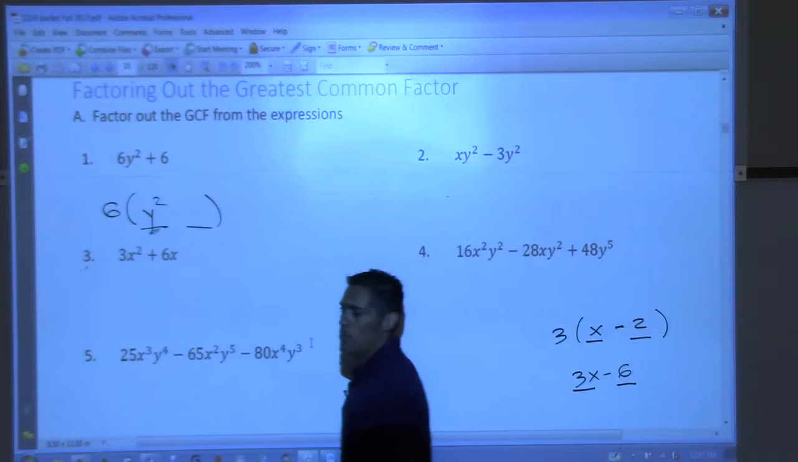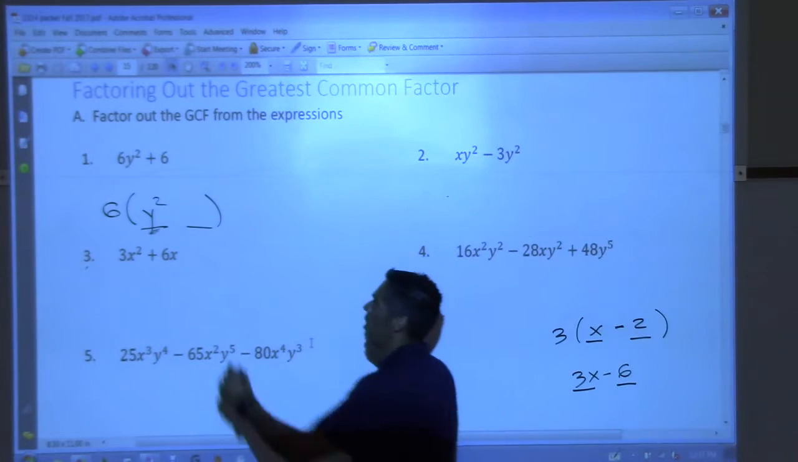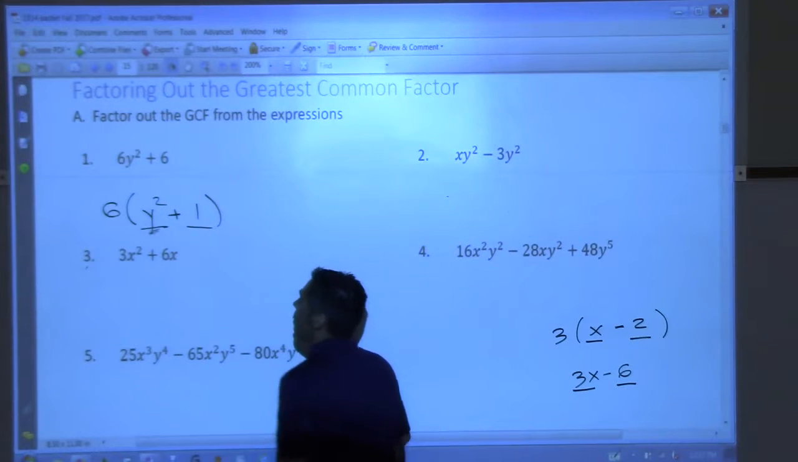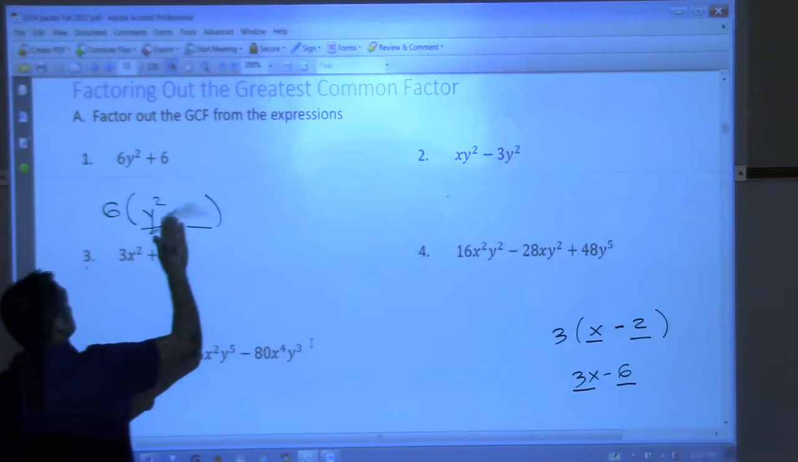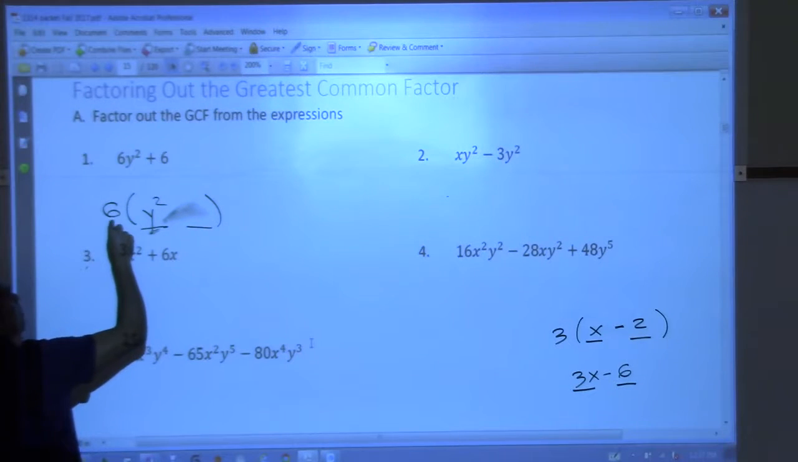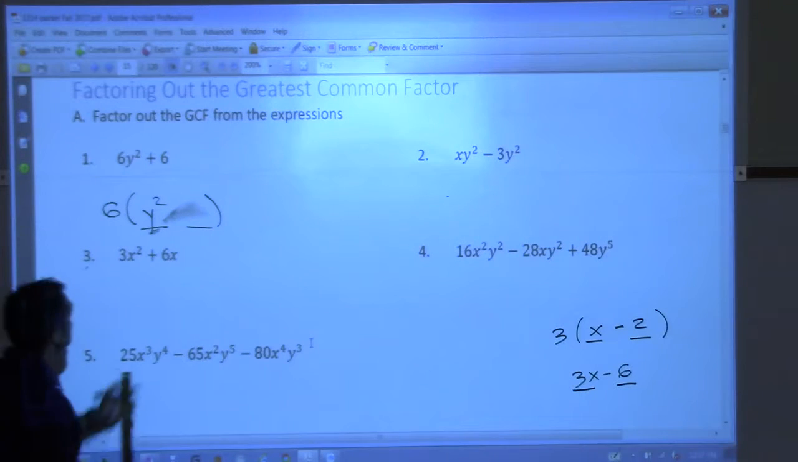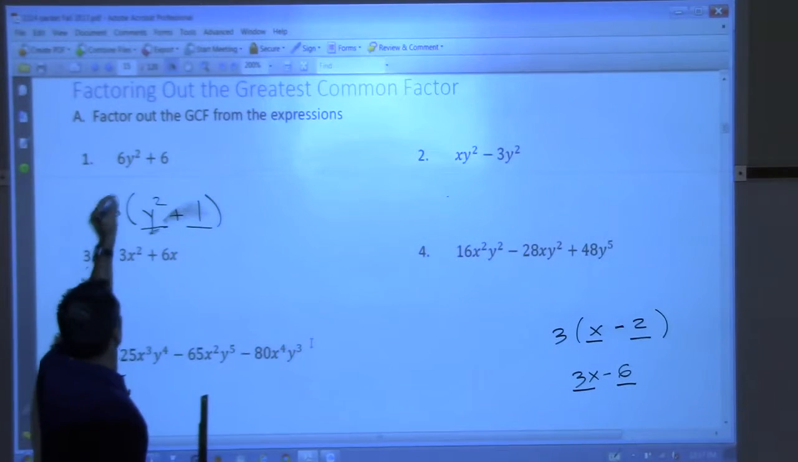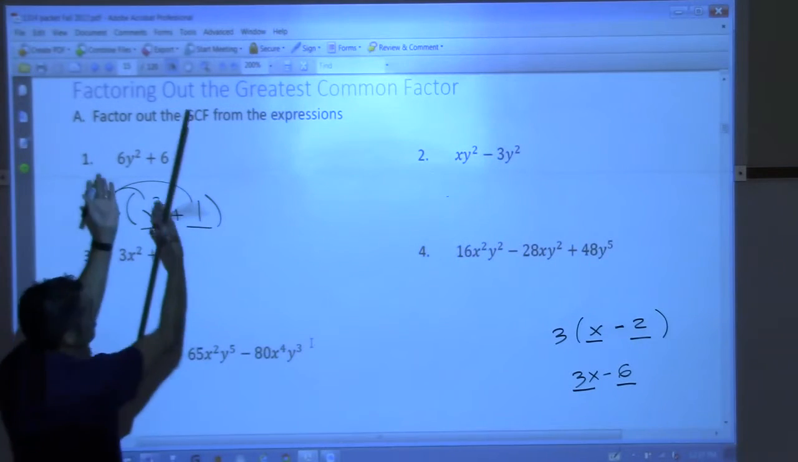And then very important, what would I have to multiply 6 by to get 6? Plus 1. I need to have plus 1. See, some students don't put the 1 here at all, because they say to get 6, well, I already have 6. So they don't put anything, and they just put 6y squared. You have to have the plus 1 in order to get the 2 terms out. The distribution has to occur to get the 2 terms out.